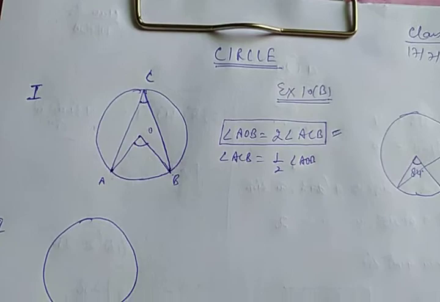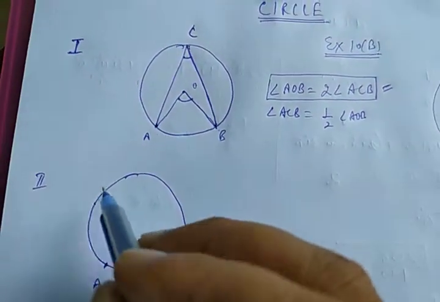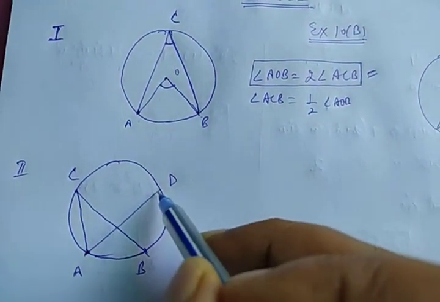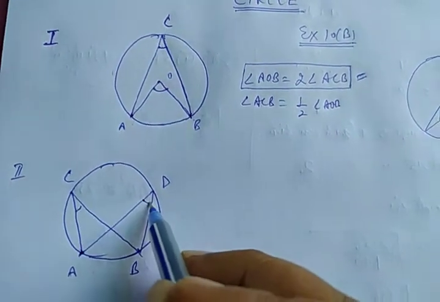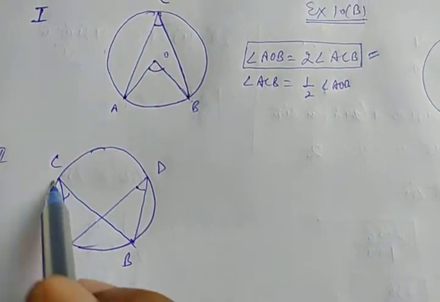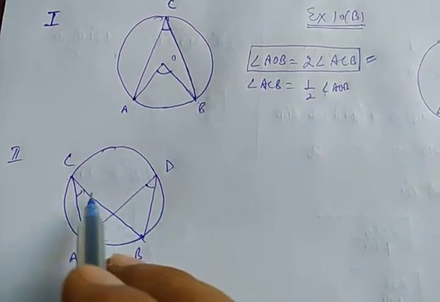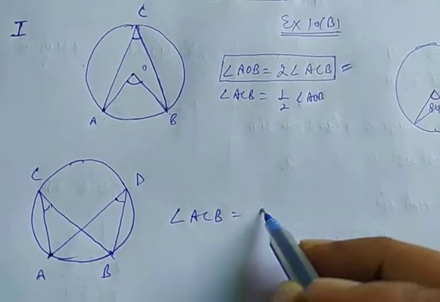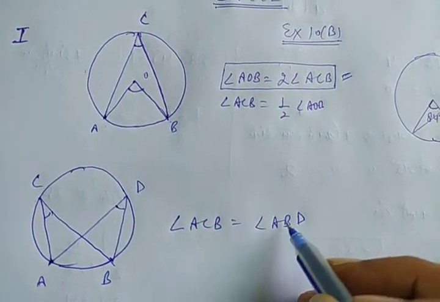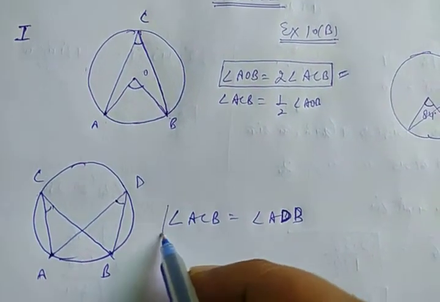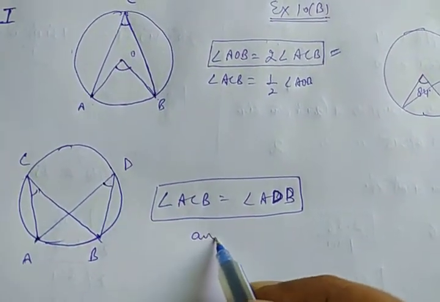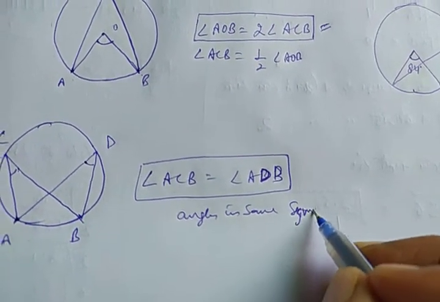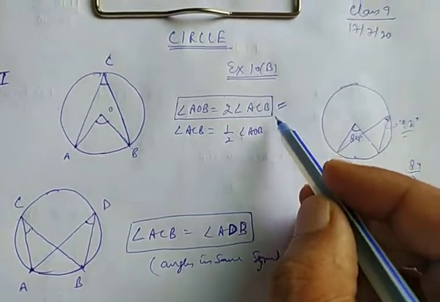suppose arc is AB and there are 2 points. One is C and the other is D. These two angles are the angles subtended by arc AB in the alternate segment. If these two angles are equal, the theorem is angle ACB is equal to angle ADB. These two angles are equal because of angles in the same segment. In the same manner this theorem was.